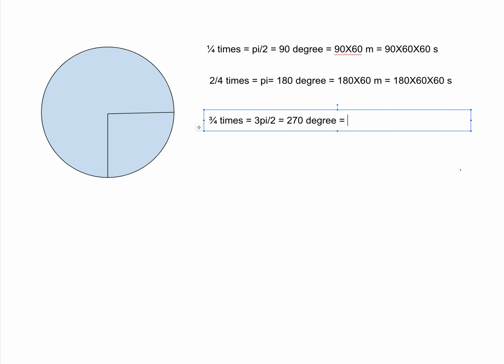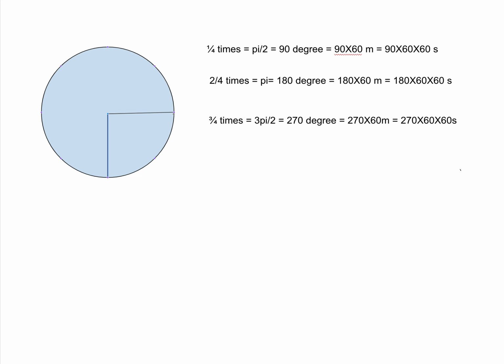And this will be equal to 270 degree, and this is equal to 270 multiplied by 60 minute, sorry, this is not 90 minute, this is 60 minute, 270 multiplied by 60 into 60 second. And then going even further, suppose I turn it 4 by 4 times.